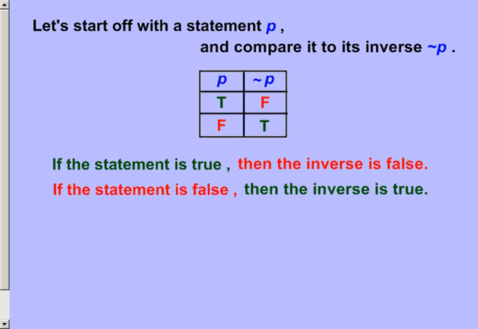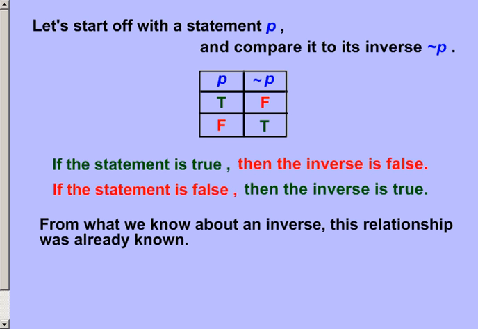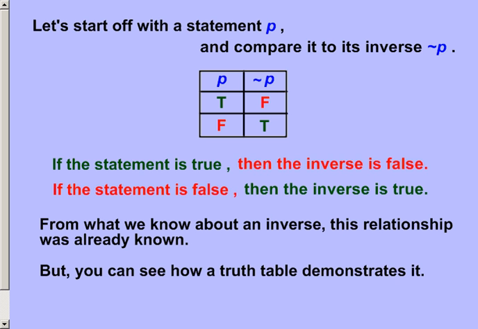Now that's not anything really new that we're talking about there. We're just getting you started on the truth table idea. We should have already known that that's what an inverse would do. We're just demonstrating it graphically in a truth table. So we should have already known that relationship existed. But you can see how the truth table is going to demonstrate truth and non-truth. Now the tables get bigger as we do different things with them, so let's take a look at some of that.